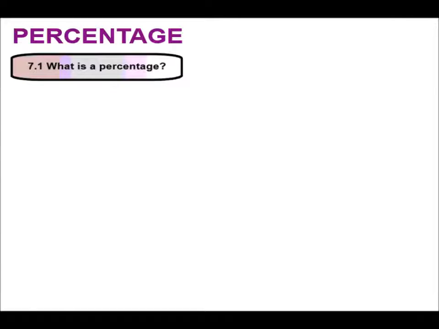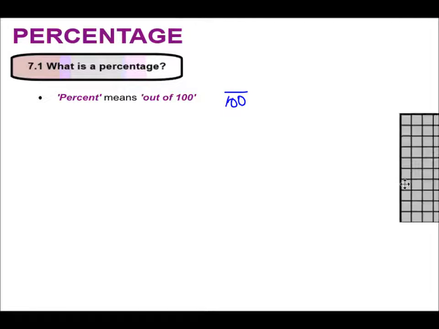Welcome back to Mathematical Literacy Grade 10. Today we're looking at percentage, and that is found on page 40 of your textbook. Well, what does percent mean? Percent means out of 100. So a value out of 100. Let's look at that in diagram form.